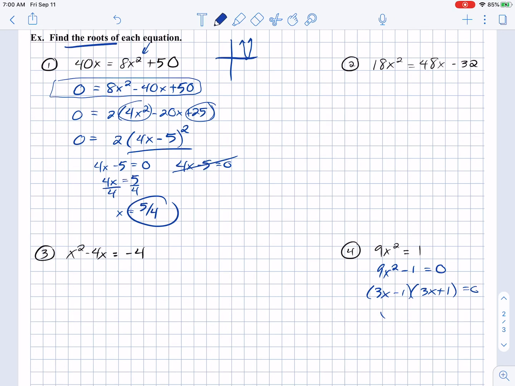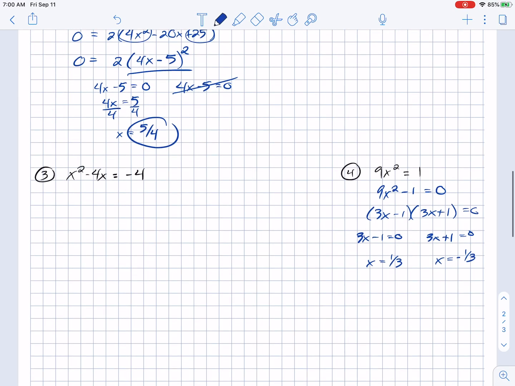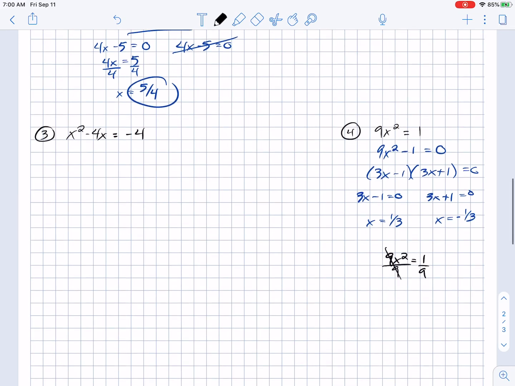Let's not skip that step. 3x minus 1 equals 0, and 3x plus 1 equals 0. So we get x equals 1/3, x equals negative 1/3. There's another way you could solve this equation if you'd like. If you just have 2 terms, like 9x squared equals 1, you could just start solving for x by isolating. So you could divide by 9. You have x squared equals 1/9.